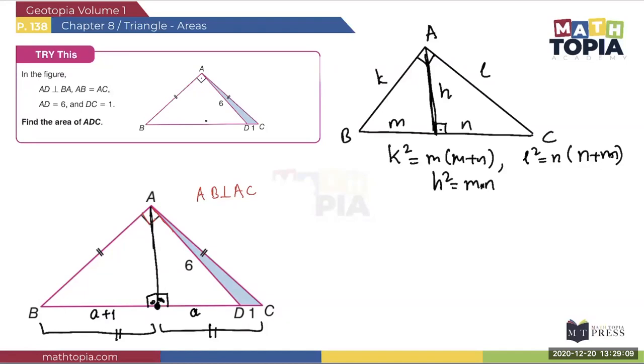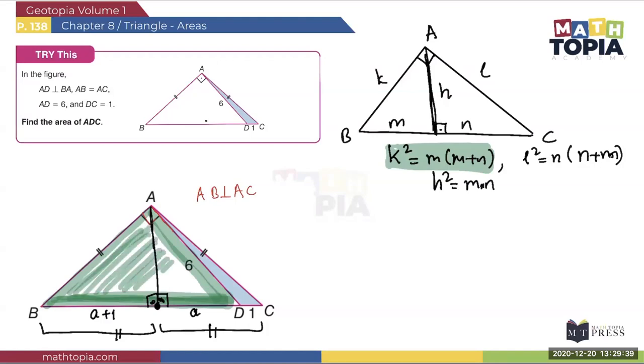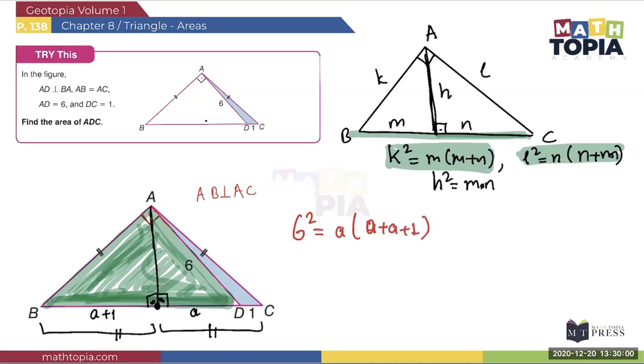Let's see. How am I going to use this in this problem? It's got to be 90 degrees, right? That's why I'm going to focus on this triangle ABD. So if I focus on this triangle ABD, then I am going to write K squared or L squared equal to this part and whole part. So I'm going to write here 6 squared is equal to A times A plus 1. 6 squared becomes A times 2A plus 1. Yeah, I should say this is 36.